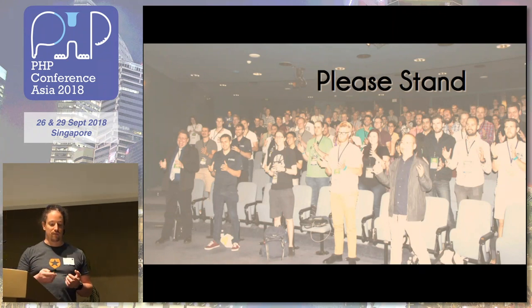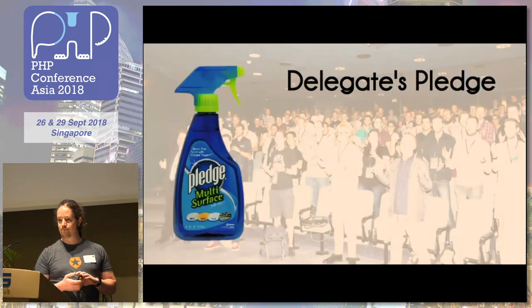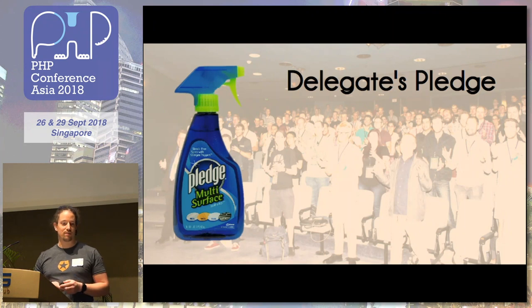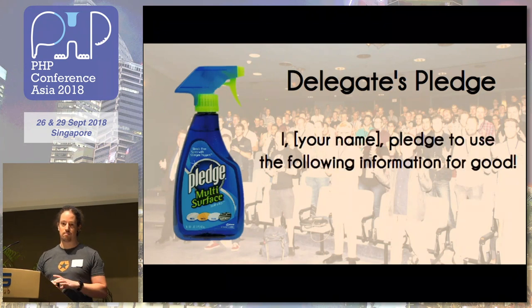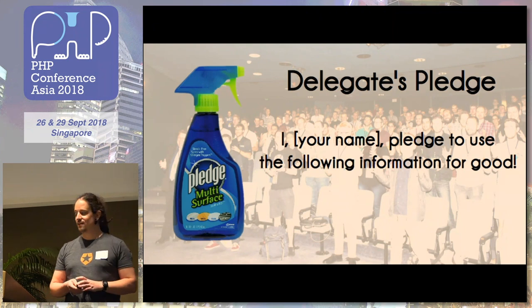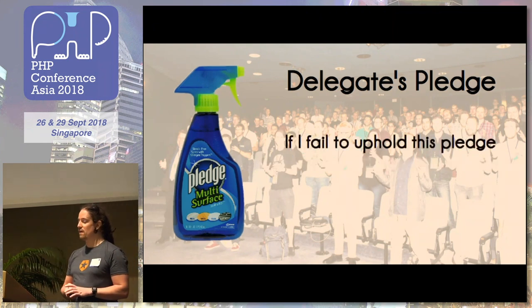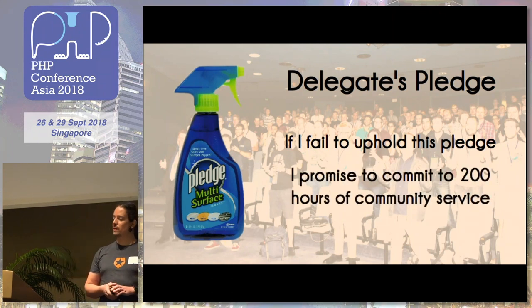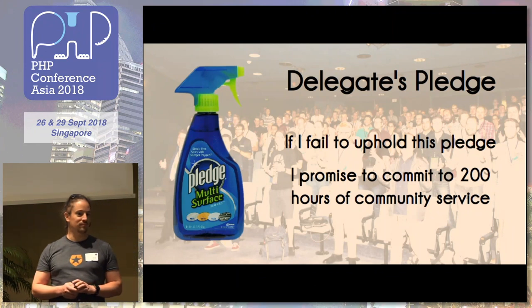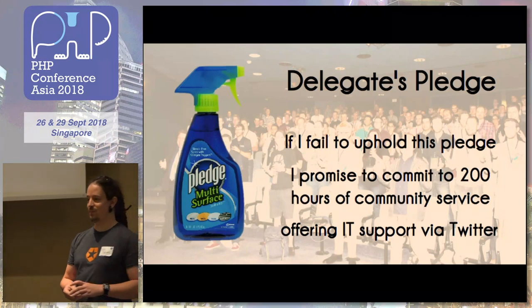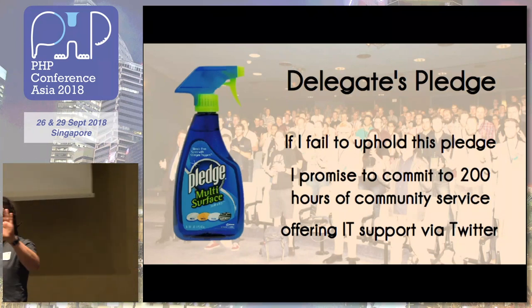Because we're talking about a virus today, I need you all to take a pledge. I'd like you to repeat after me. I, insert your name, pledge to use the following information for good. If I fail to uphold this pledge, I promise to commit 200 hours of community service. Now please remain standing for a second.